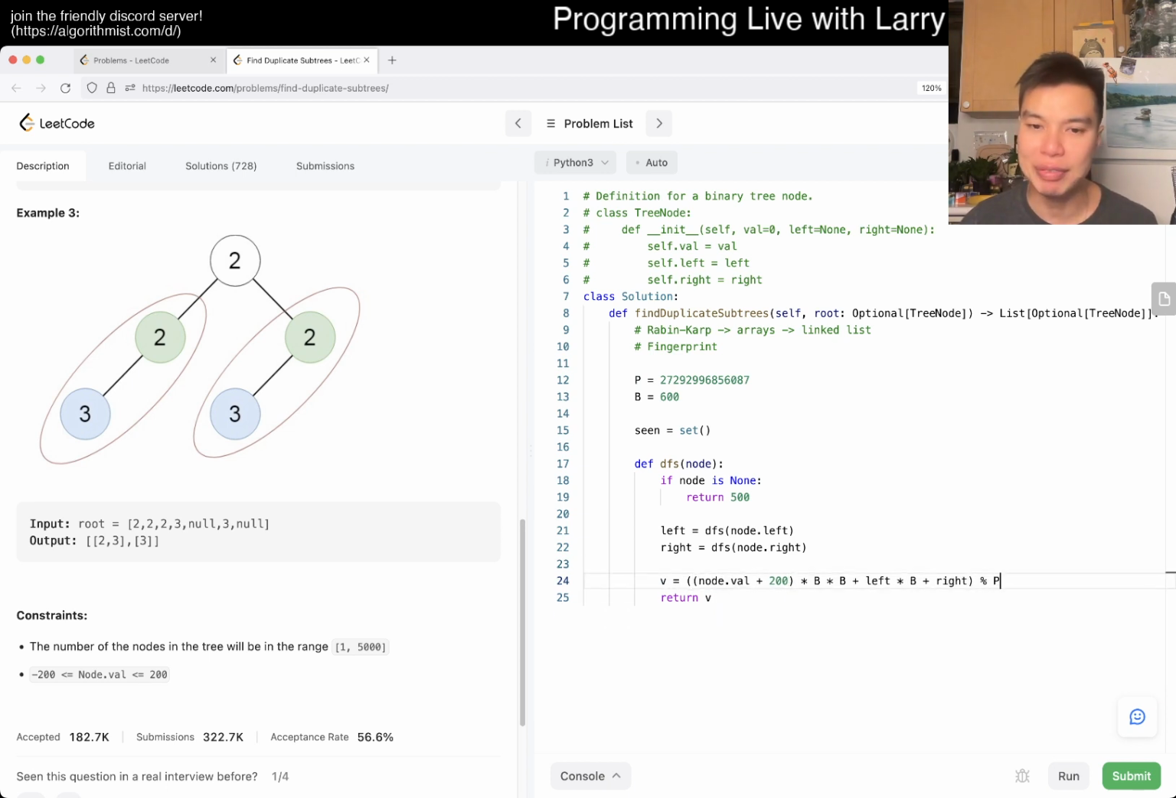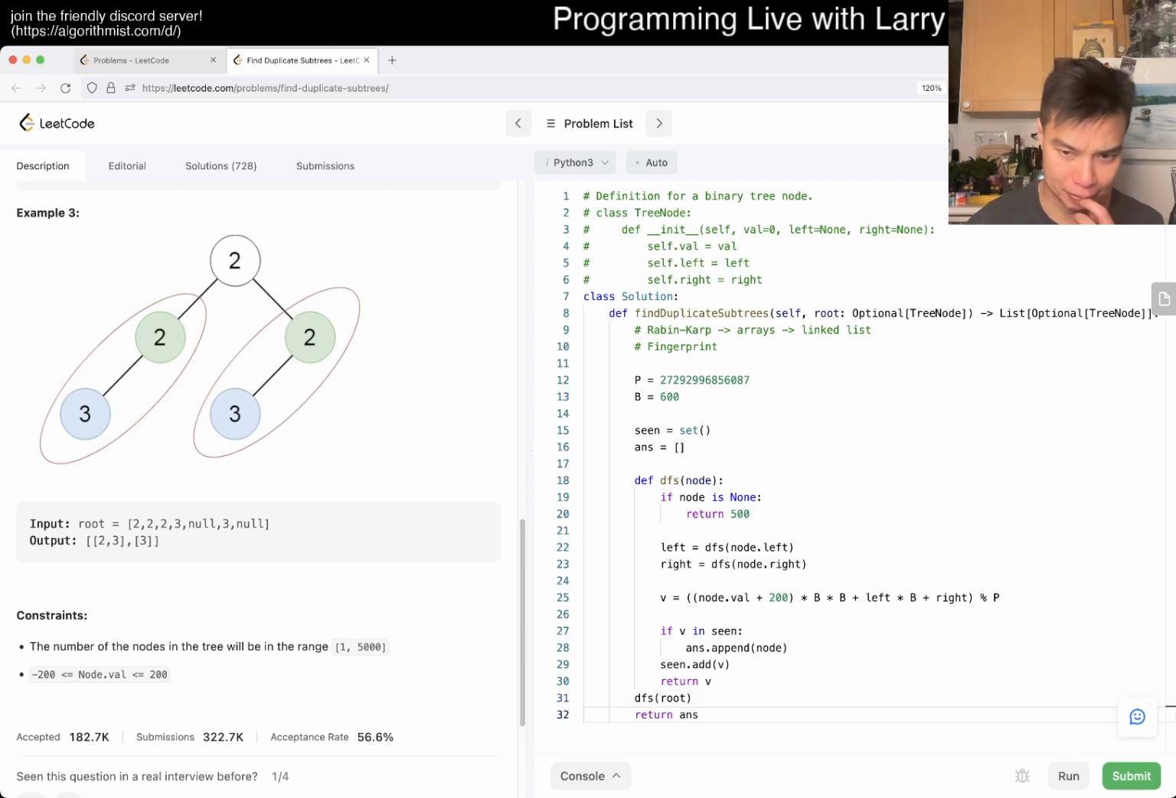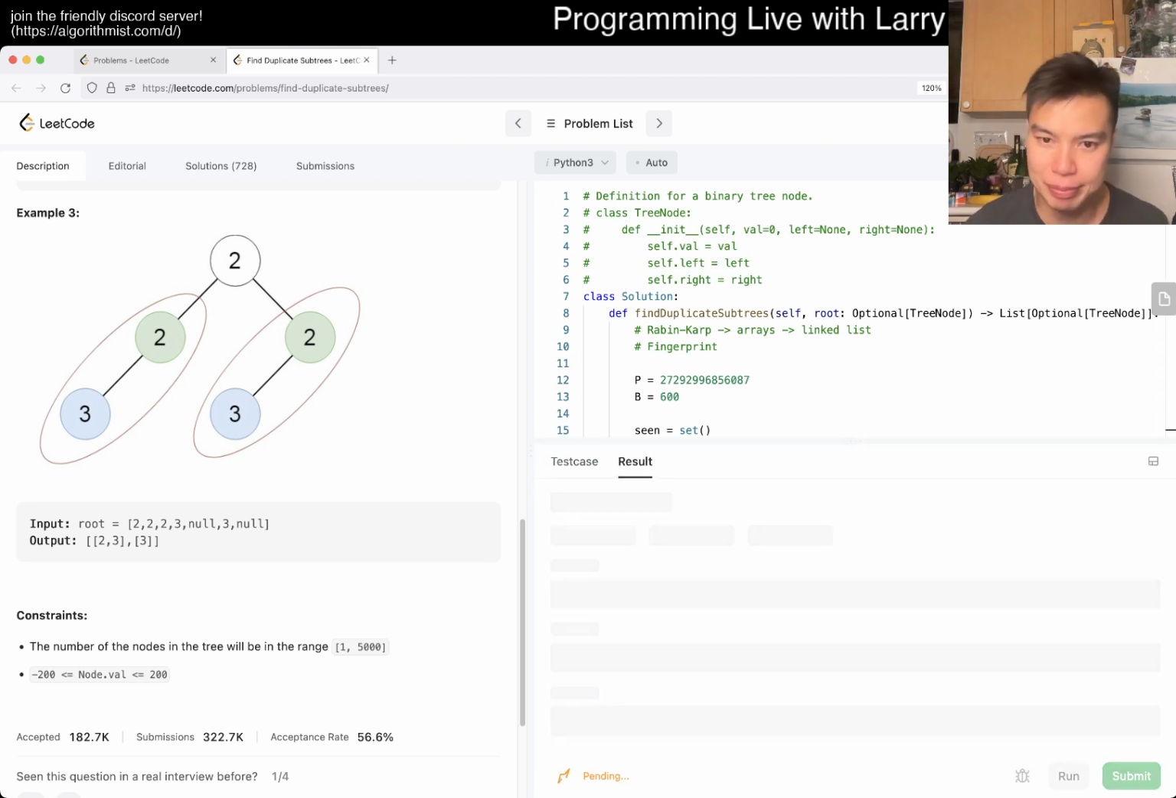Okay. If we have seen it before, if v is in seen, then we should keep track of an answer, right? Then answer.append the current node. We want to add it to seen, and then that's pretty much the idea. We definitely search from the root, and then we return answer. Let's take a look.